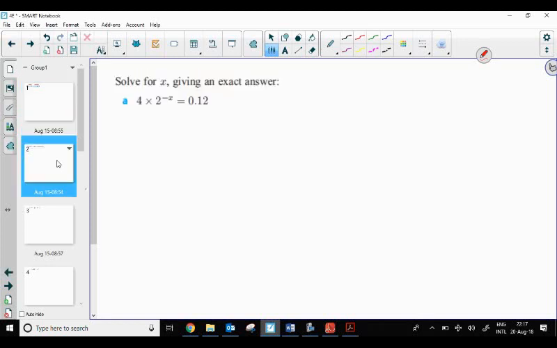So let's do this. Solve for x. Notice it says giving an exact answer. That means I cannot use a calculator for this. If I try to solve this on a calculator, it'll give me a decimal of some kind. But the question is looking for an exact answer.